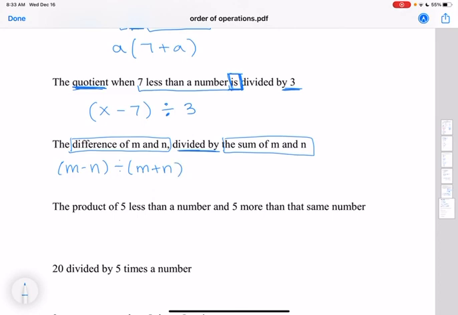That would work. Or another good one would be to write it as a fraction. Either way would work. They are the exact same thing. Okay, no preference from me on that one. So we have the difference of m and n, so subtraction, divided by, it's either the divided by or the fraction bar, the sum, which means plus m and n.